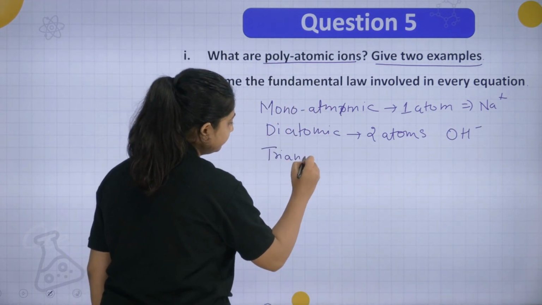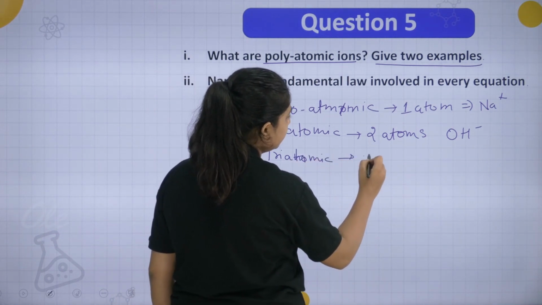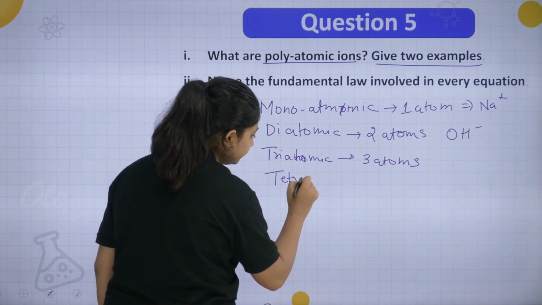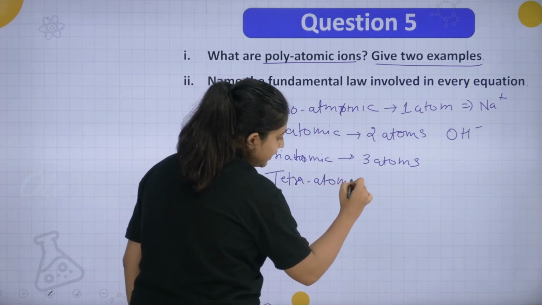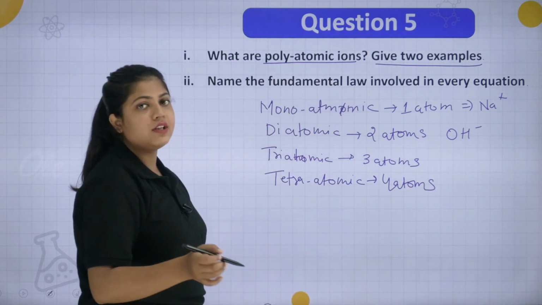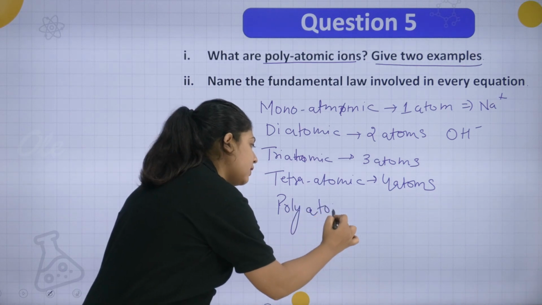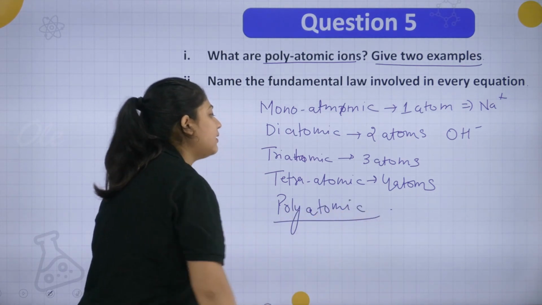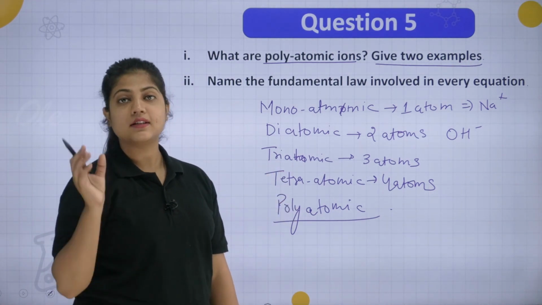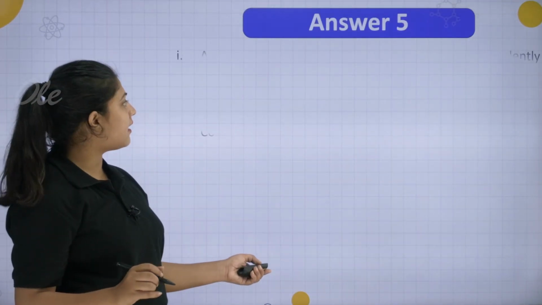Triatomic will contain 3 atoms, tetraatomic will contain 4 atoms, and more than 4 atoms we will categorize as polyatomic. Although technically, if any ion has more than 1 atom, we can technically say that it is also a polyatomic ion. Let us see the answer here.